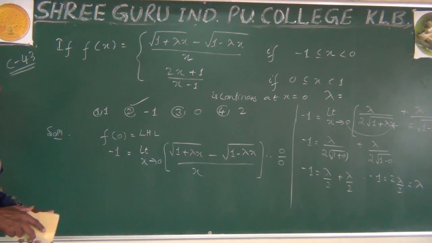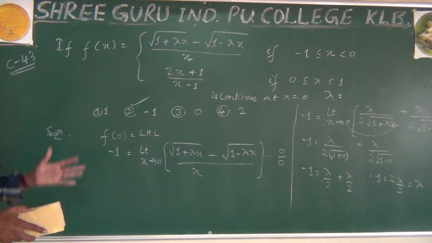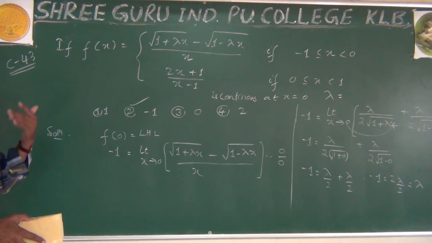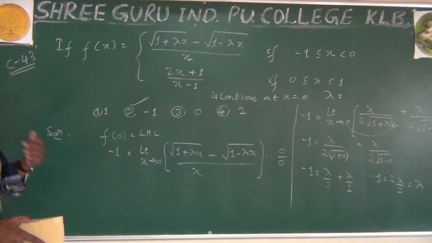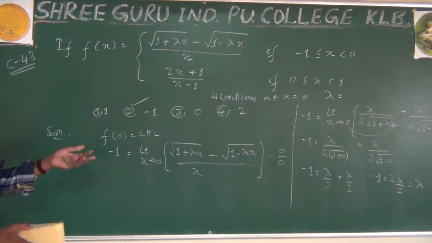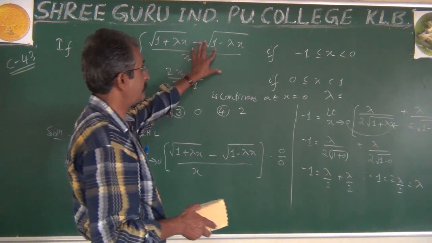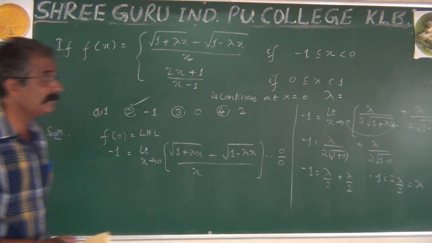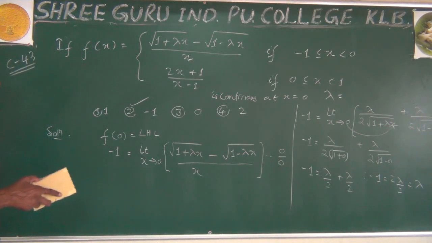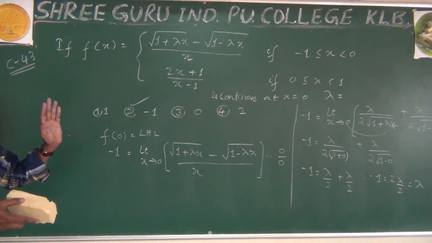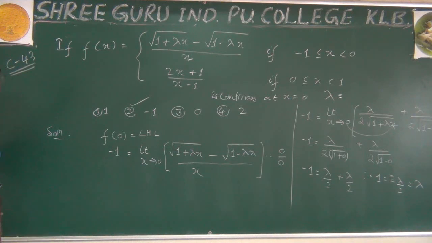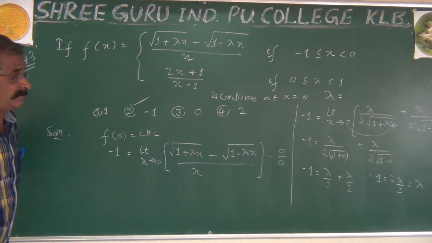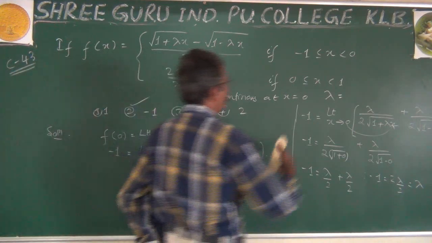You may wonder why we did not find the RHL. It is not required, because we are answering an MCQ problem, not a theoretical problem. If it were a theory problem, then you would have to find LHL and RHL separately and they should be equal, etc. But here, the minimum steps and minimum time are to be taken. Next question.